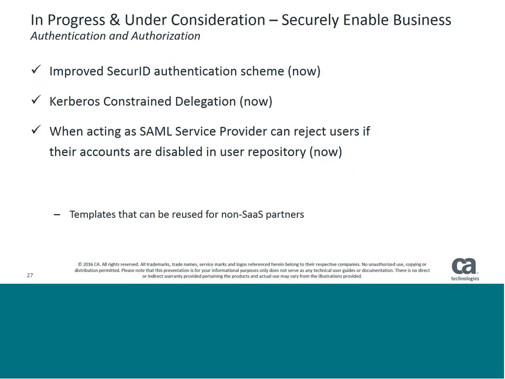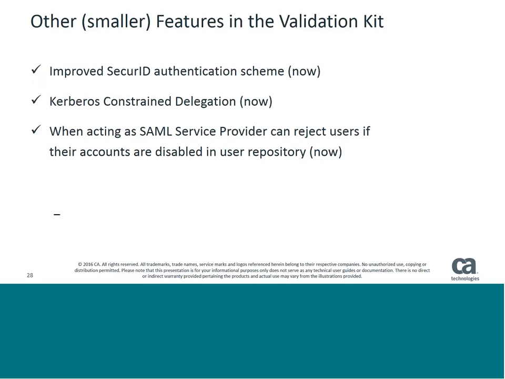Other smaller features that we added in the validation kit include improved user experience. If you are using the RSA SecurID authentication scheme in your environments today, specifically for the user-generating-new-PIN workflow, we have improved the user experience there. And there's a new FCC template that's available as part of this feature. If you're using Kerberos constrained delegation in your environments today, the SSO policy server is now going to honor it with this support.